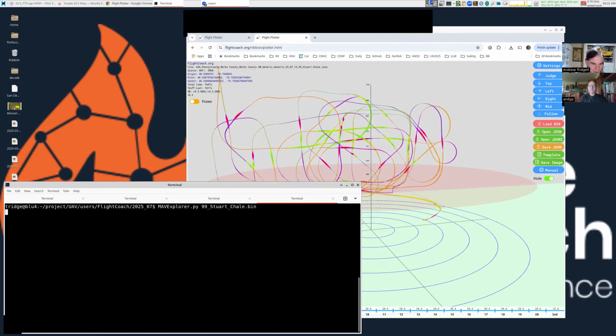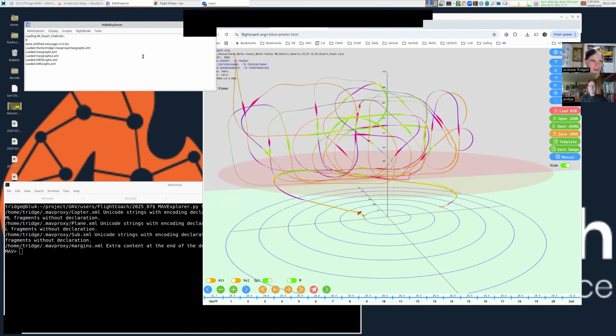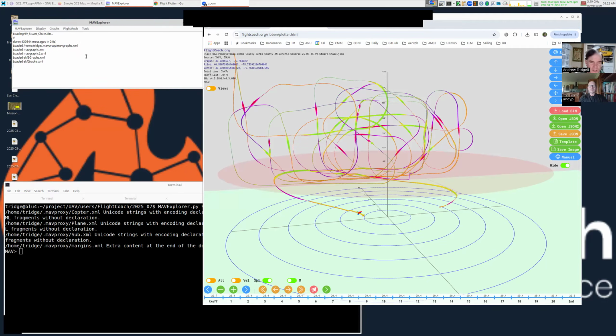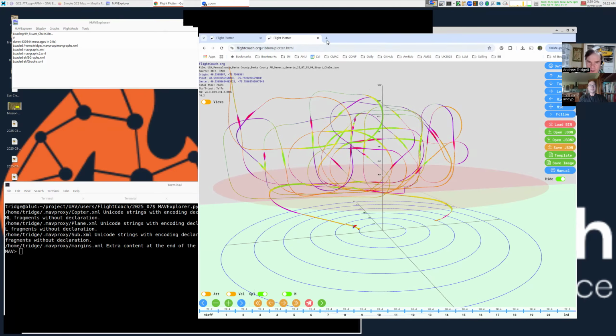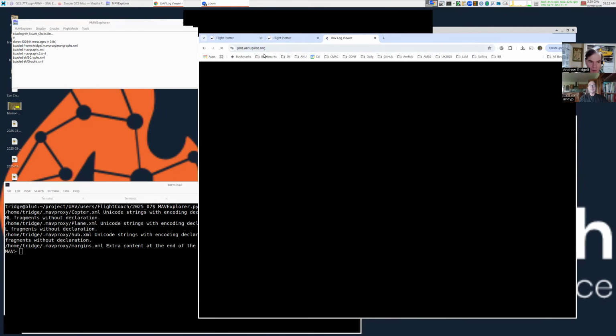So let's start with Stuart's one. That's the one we've got on the screen at the moment. And I'm going to bring it up in a tool called MAVExplorer. Now, there's lots of different tools that ArduPilot can use. Another one that people like using is plot.ardupilot.org, which is great because you don't need to install anything. So you can open the log in a viewer.